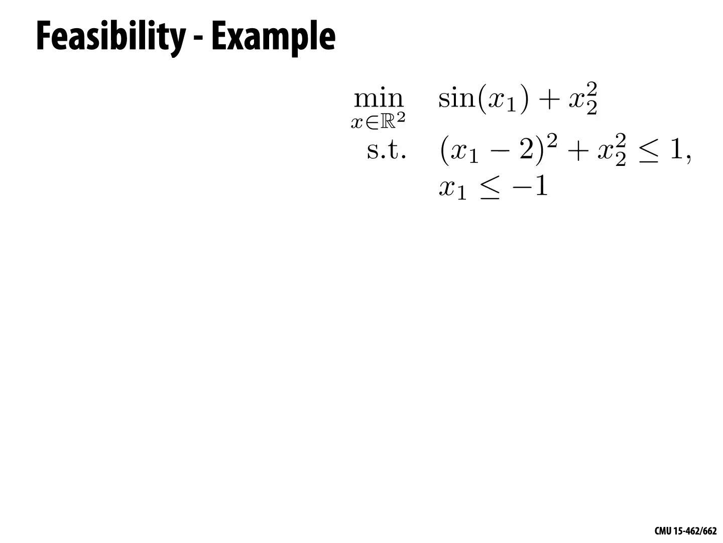So let's look at a concrete example. Maybe make this a little easier to understand. Let's consider the optimization problem minimize over points in the plane the function sine of x1 plus x2 squared, except that we're not actually optimizing over the whole plane. We have these conditions. We say that (x1 minus 2) squared plus x2 squared is less than or equal to 1, and x1 is less than or equal to minus 1. Is this problem feasible? Are there points that satisfy those two inequality constraints?